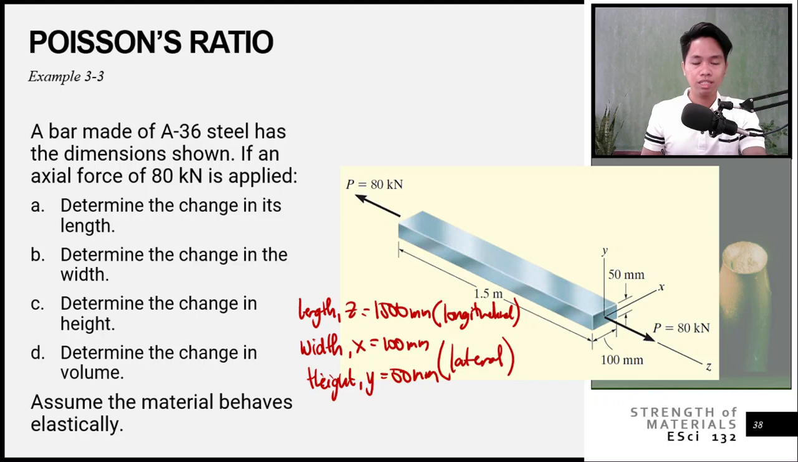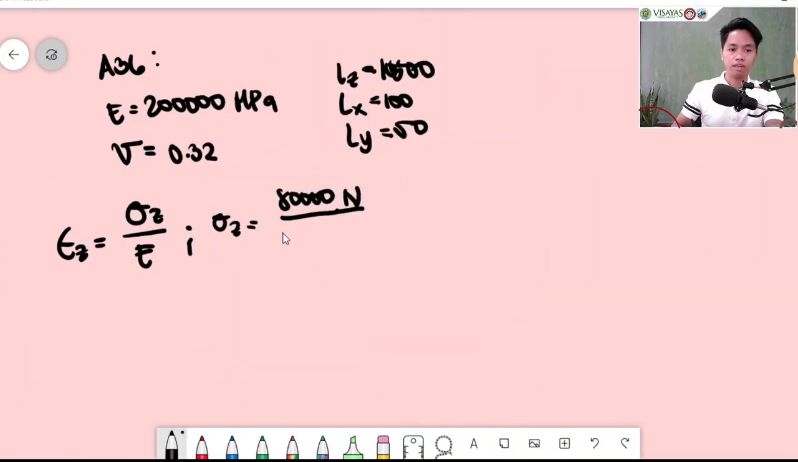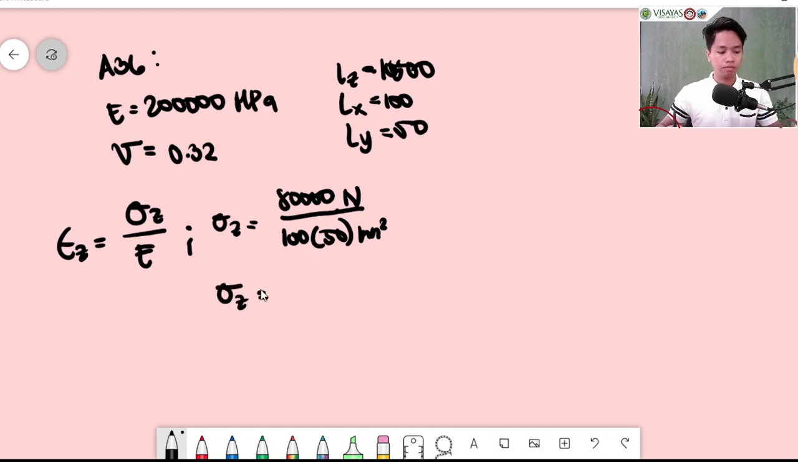If you imagine it, that is just simply the area that comprises the lateral dimension. So, therefore, our area would be 100 multiplied by 50, and the unit is in square millimeter. So, the stress is equal to 80,000 divided by 100 times 50. That would be 16 megapascal.